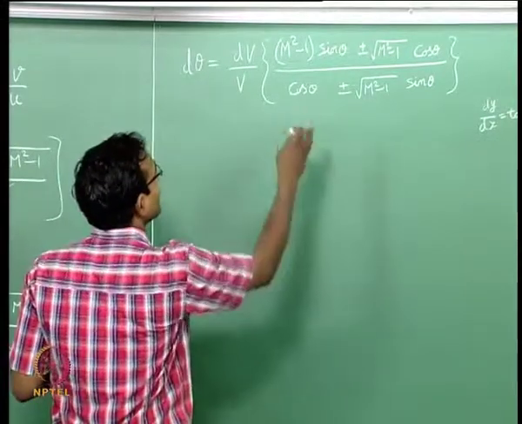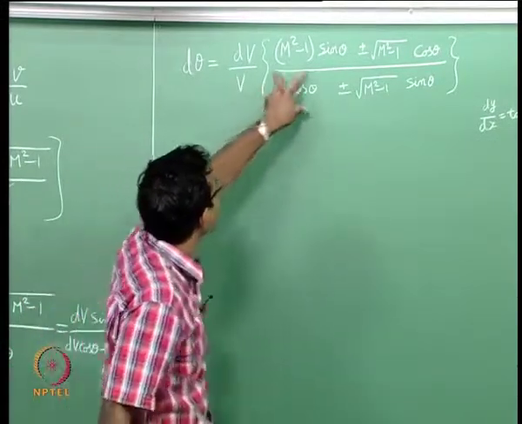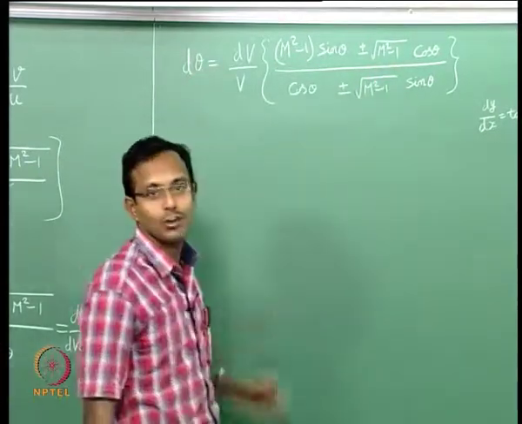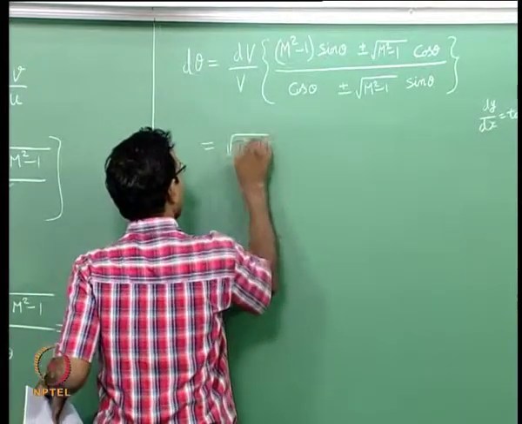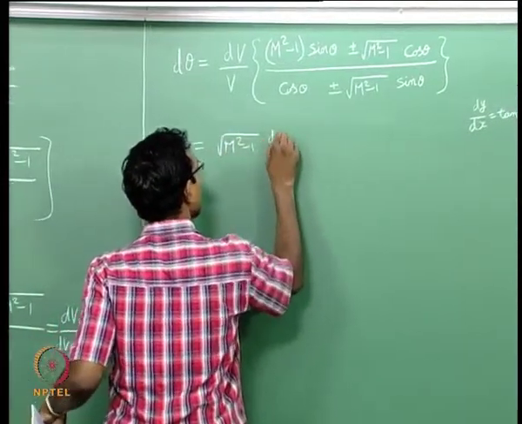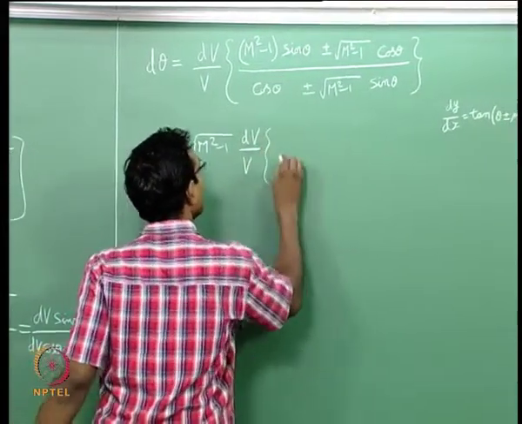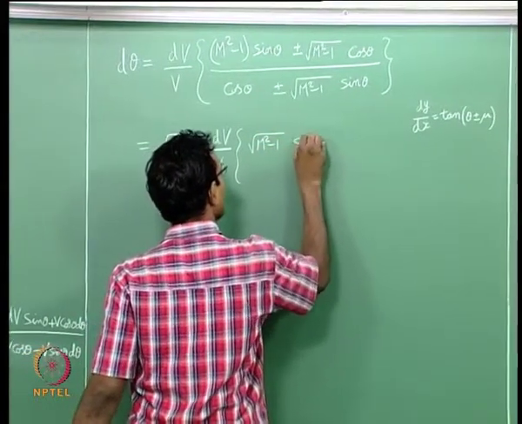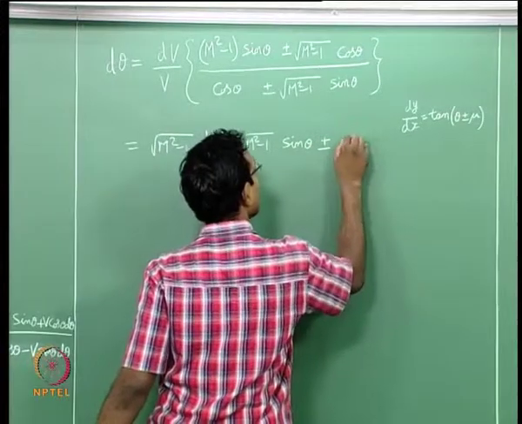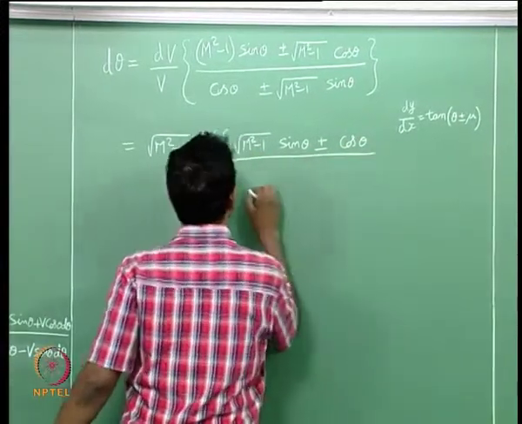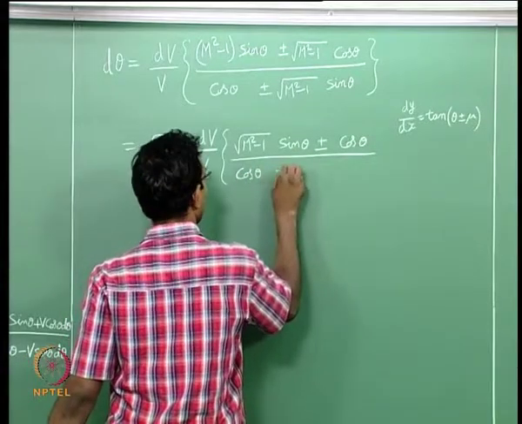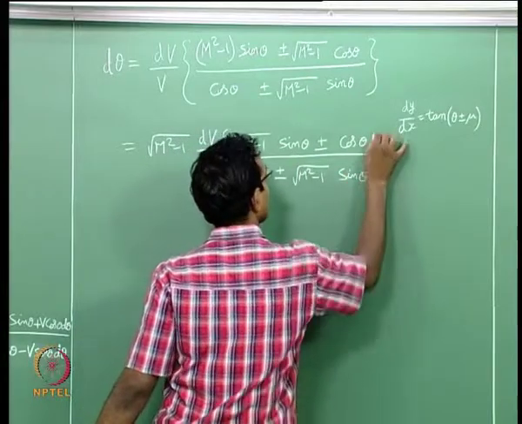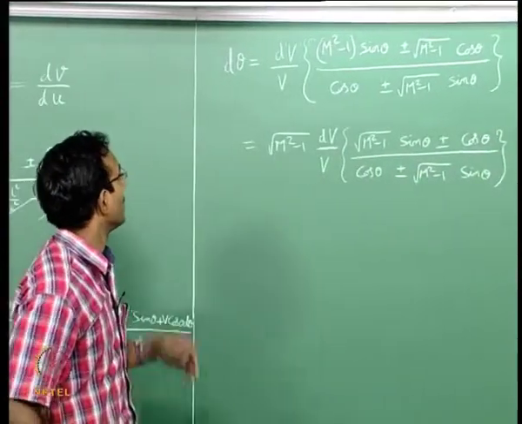Now, we will simplify this a little bit further. If I look at it, there is M square minus 1 here and square root of M square minus 1 here. I can pull out a square root of M square minus 1 common. We will do that. I will get square root of M square minus 1 dV by V into square root of M square minus 1 sin theta plus minus cos theta divided by cos theta plus minus square root M square minus 1 sin theta. This is what I end up with.